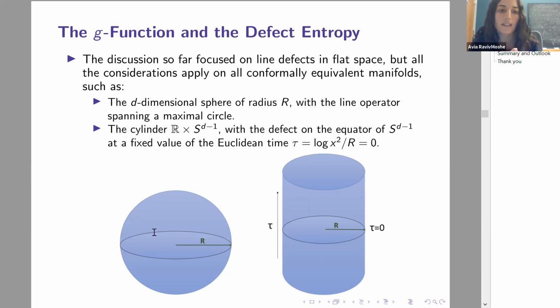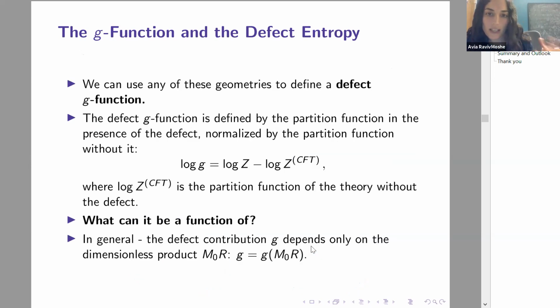For example, we can speak about the sphere S^D, with the line defect spanning a maximal circle. We can also take the cylinder R times S^(D-1) with the line defect sitting on the equator of the S^(D-1) sphere at some fixed value of Euclidean time. We can use any of these geometries to define a defect G function. The defect G function is defined by the partition function in the presence of the defect, normalized by the partition function without the defect, defined over the same regime.